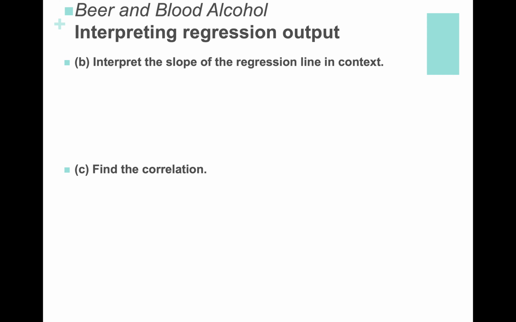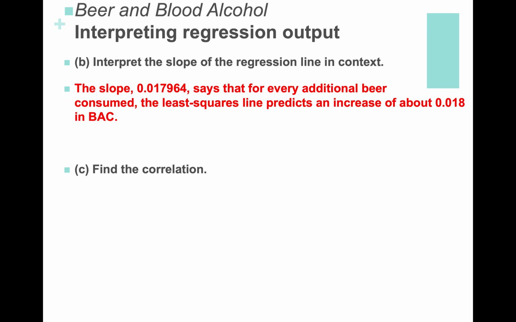So then interpret the slope of the regression line in context. So this slope says that for every additional beer consumed, the least squares line predicts an increase of about 0.018 in blood alcohol content. So as our x value increases by 1, our y value increases by about 0.018.